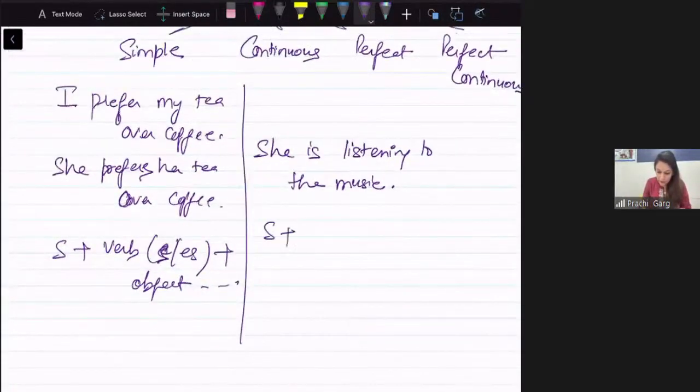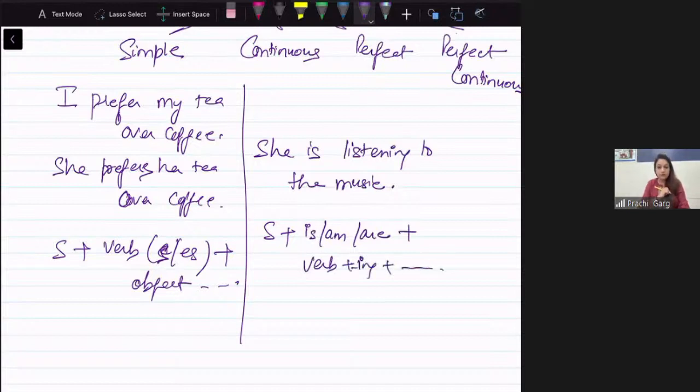We have subject. Okay. Now in continuous, we use is, am, or are, depending upon the subject. If it is I, I will use am. If it is plural, I will use are. If it is singular, then I will use is. Plus verb, and I will add ing to it. And then the rest of the sentence will follow, object and whatever you want to add on. So she is listening to the music. They are listening to the music. I am listening to the music, right? So these are all the sentences.